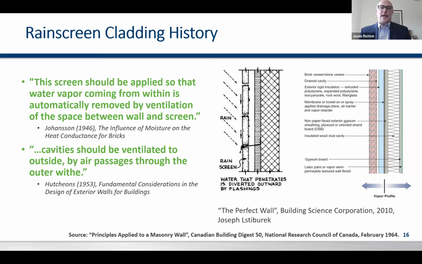So Rainscreen cladding, just a brief history. I'm sure a lot of you are very familiar with this, but it's been around essentially as long as building construction has been in place. It's applied so the water vapor coming from within can automatically be removed by ventilation. So this is meant to be not just something to allow for the exterior environment, but also the interior environment, moisture elements to weep at or ventilate out of the building envelope for optimal building health.